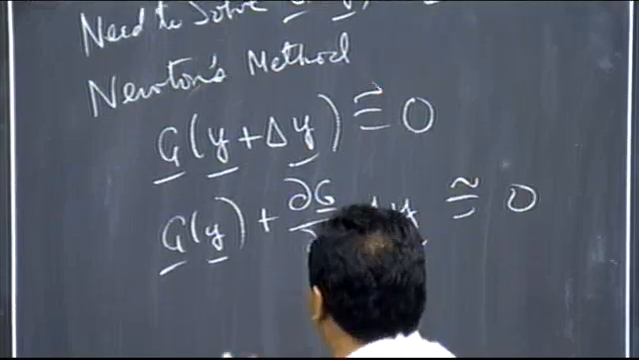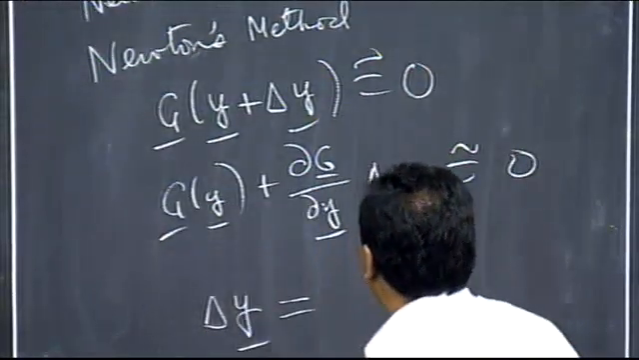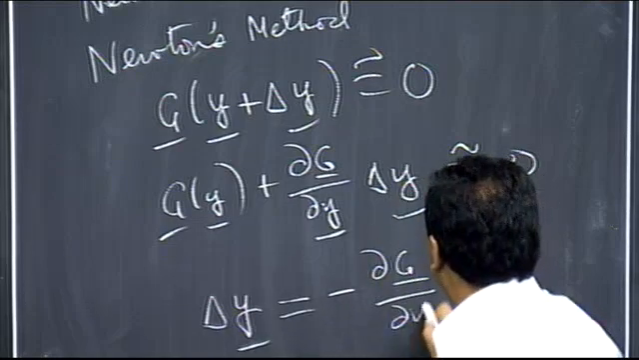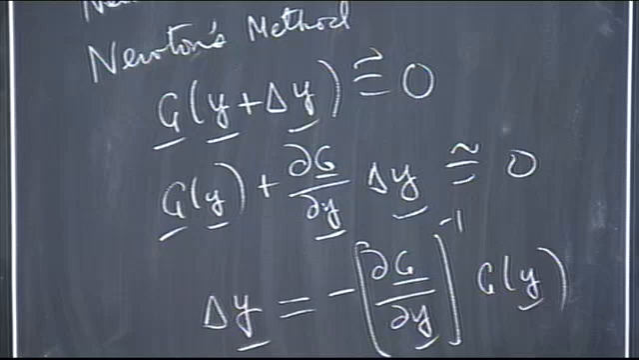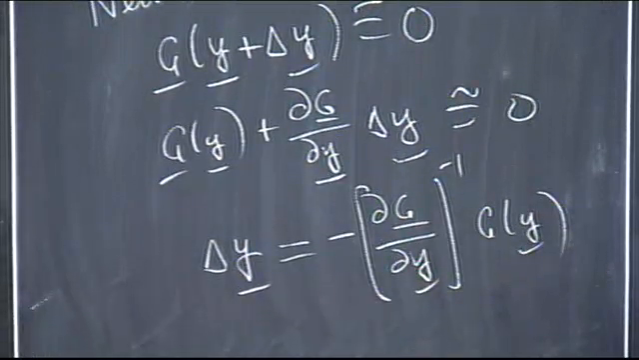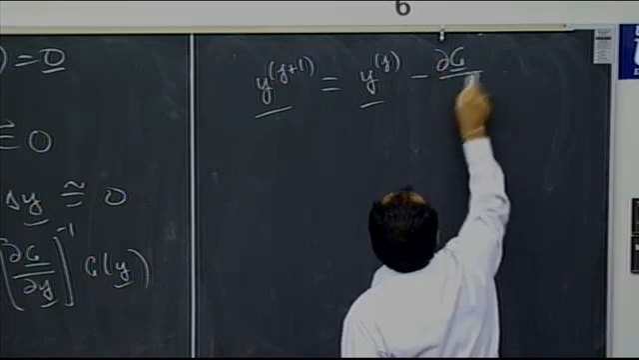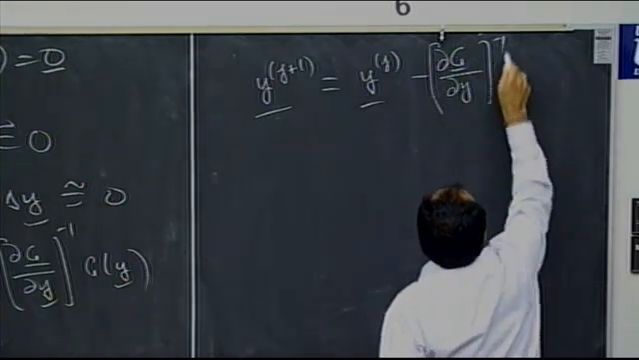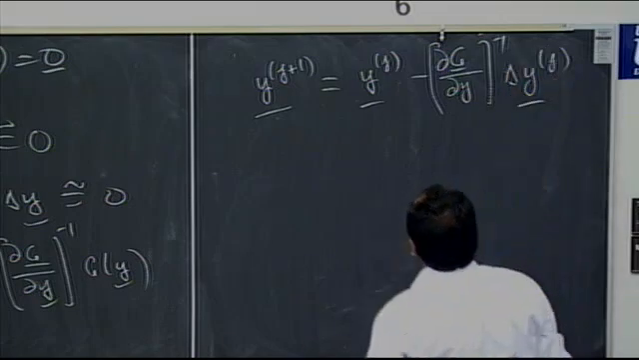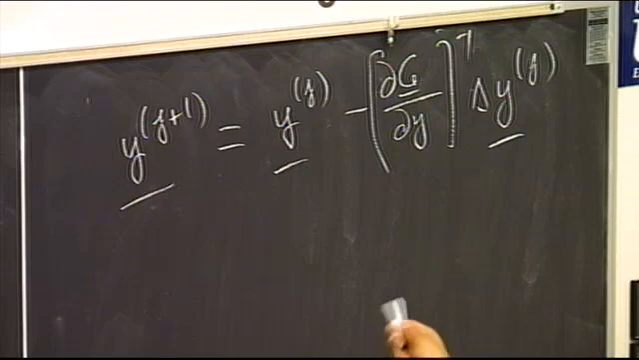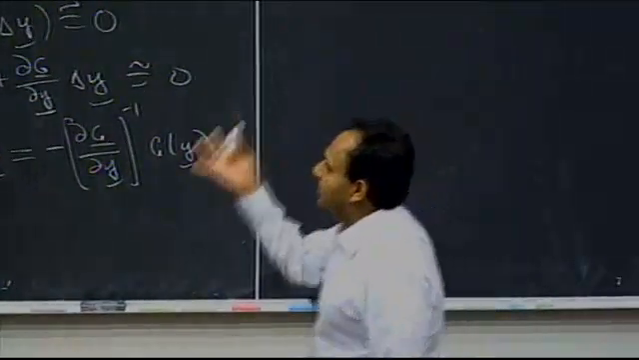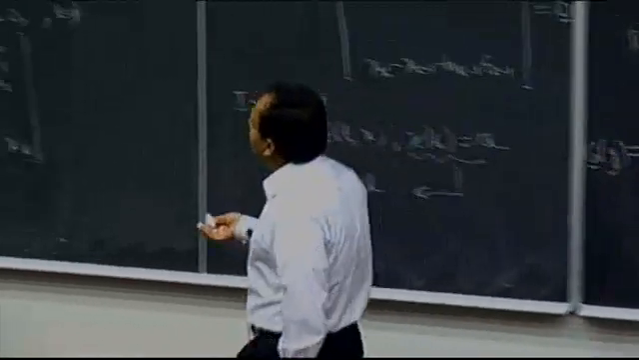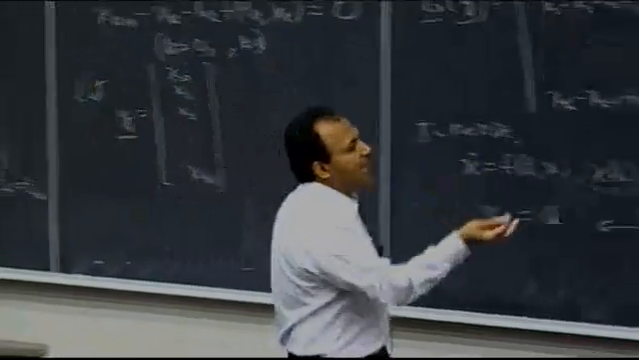What we get out of this is that delta y is equal to minus the partial of G with respect to y inverse times G of y. If we write that as an iteration, we get y of j plus 1 is equal to yj minus the partial of G with respect to y inverse times G of yj. So this gives us a way to solve this iteratively until we get a solution to this problem. That makes sense? Now, the problem is there's no optimization in this. So when we're solving an optimal control problem, we need to add optimization to this.